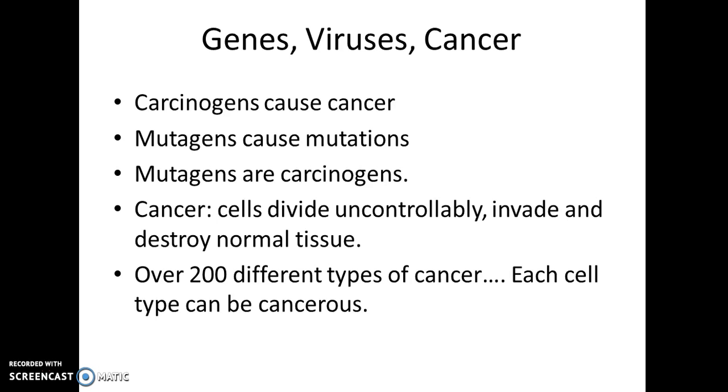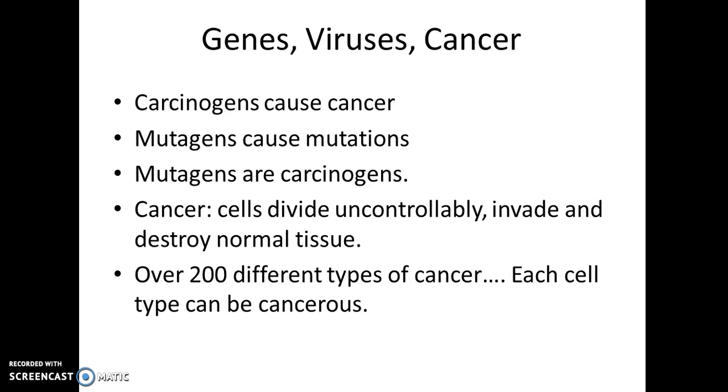So that was the 3 examples of genes on the move in eukaryotes. Now we want to talk a little bit about genes, viruses, and cancer. Not a very pleasant topic, but an important topic nonetheless. Carcinogens cause cancer, mutagens cause mutations, and mutagens are carcinogens, which means the things that cause mutations cause cancer. What is cancer? Cancer is when you have cells that divide uncontrollably and invade and destroy normal tissue by preventing the tissue from functioning normally. They're unspecialized cells, and they hurt the tissue by preventing it from functioning normally.